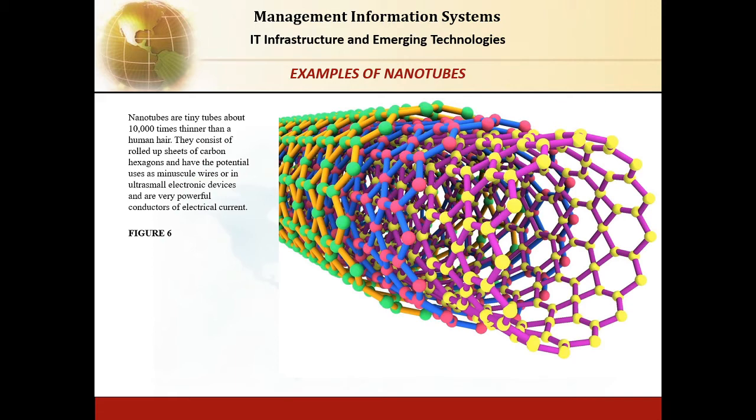Consists of rolled up sheets of carbon hexagons, and have the potential use as minuscule wires in ultra small electronic devices and are very powerful conductors of electrical current. So, sa napakaliit na wire na yun, napapagkasya nila sa isang object para maging storage device. So, parang yung SD card, di ba? Late na. So, may mga nanotubes sa loob niya. So, siguro ginagawa siya under microscope. I think. Yung sa mga napanood ko dating video. Pero, machine yata gumagawa nun kaya wag nyo na problemahin yun.